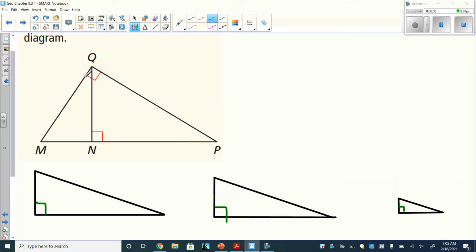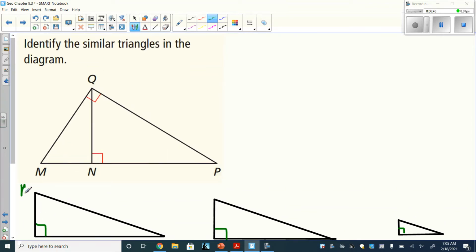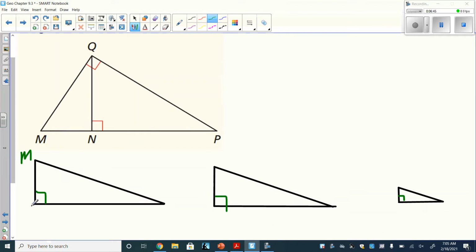So we look at the big triangle here, MQP. So this would be our big triangle. Now the middle triangle is going to be this one here because it looks like it's the middle size. So we have QNP.